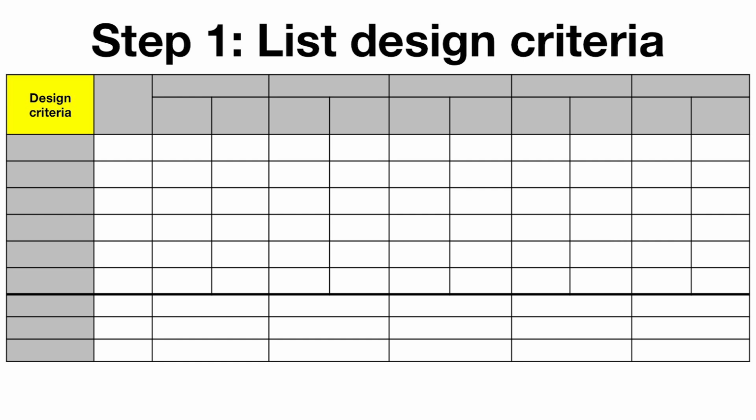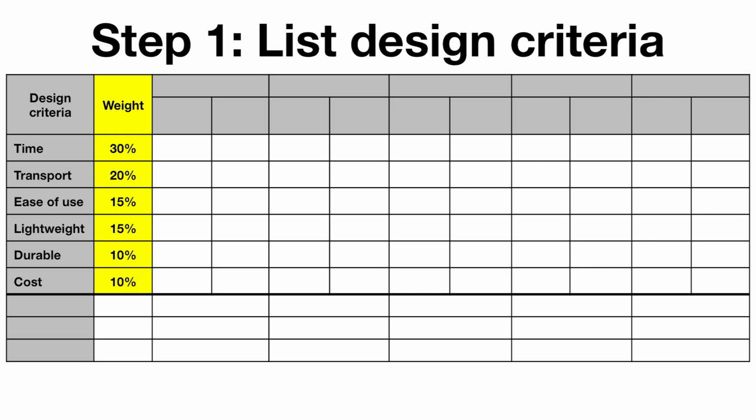So we've completed a pairwise comparison chart and determined the ranks of the design criteria as follows: feeding time, successfully transport food, ease of use, lightweight device, durable, and cost. After further discussion within the group, we're going to allocate the weight percents as follows: 30% feeding time, 20% successfully transport food, 15% ease of use, 15% lightweight device, 10% durable, and 10% cost.